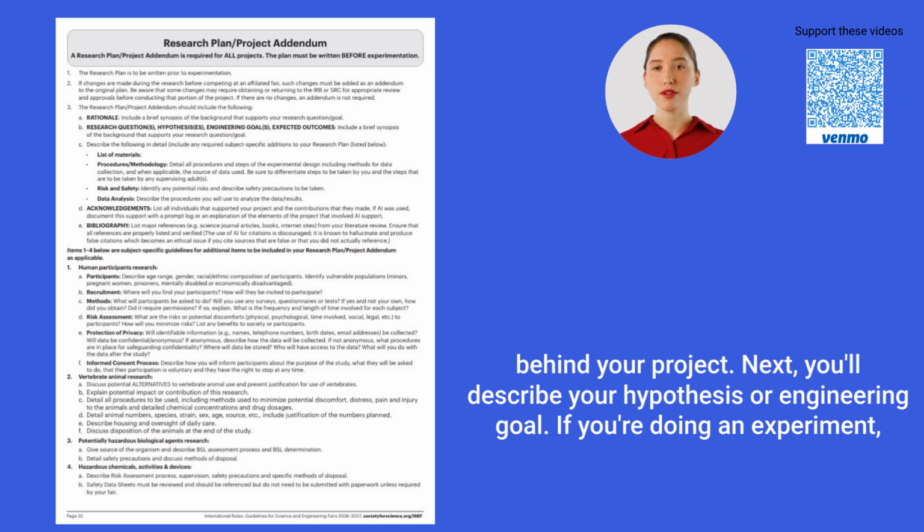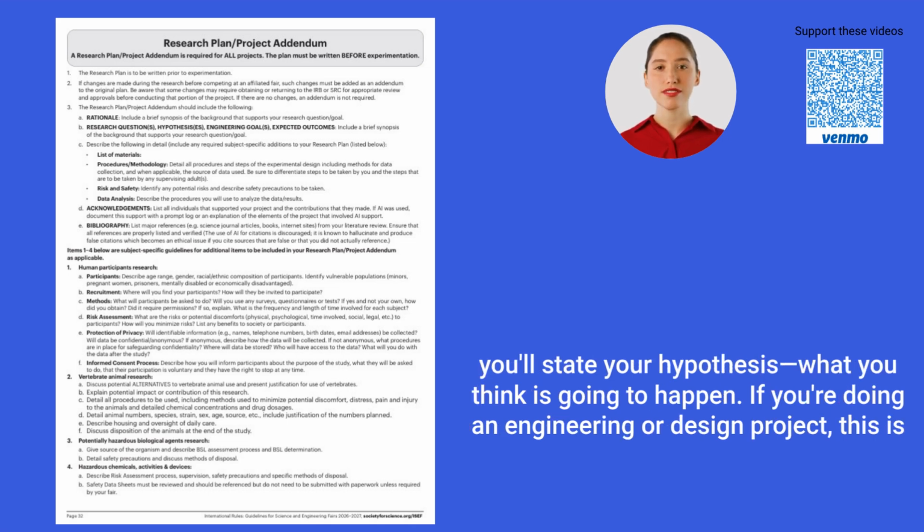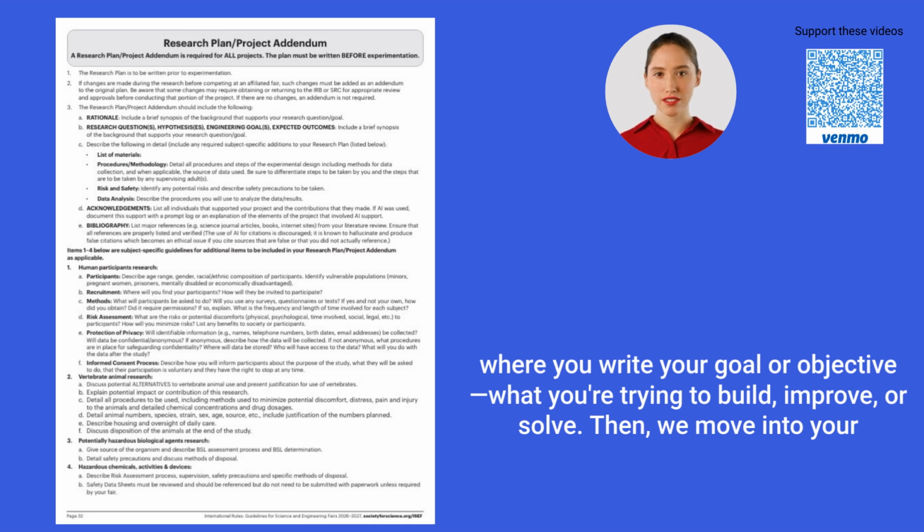Next, you'll describe your hypothesis or engineering goal. If you're doing an experiment, you'll state your hypothesis, what you think is going to happen. If you're doing an engineering or design project, this is where you write your goal or objective, what you're trying to build, improve, or solve.